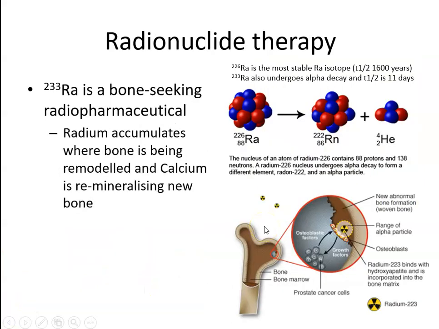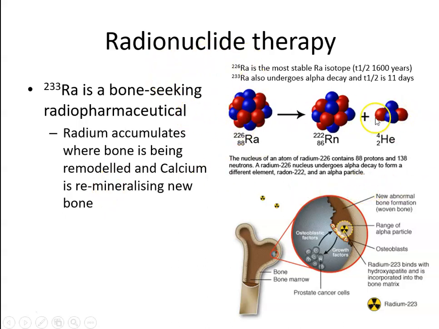So another radionuclide therapy is using radium. This is a bone-seeking radiopharmaceutical. Now radium will accumulate in bone in the same way that calcium accumulates in bone whenever there's bone mineralization going on. It just naturally seems to gravitate towards bone.